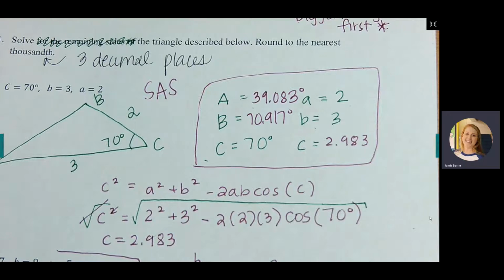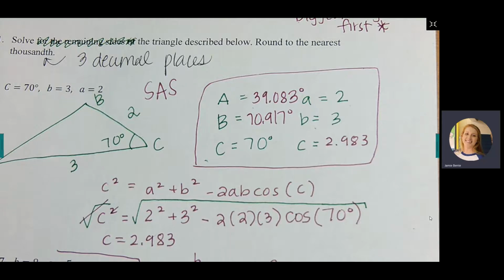Any questions about side-angle-side triangles? So the process is use law of cosines to find your missing side, and then you can use law of sines from there.